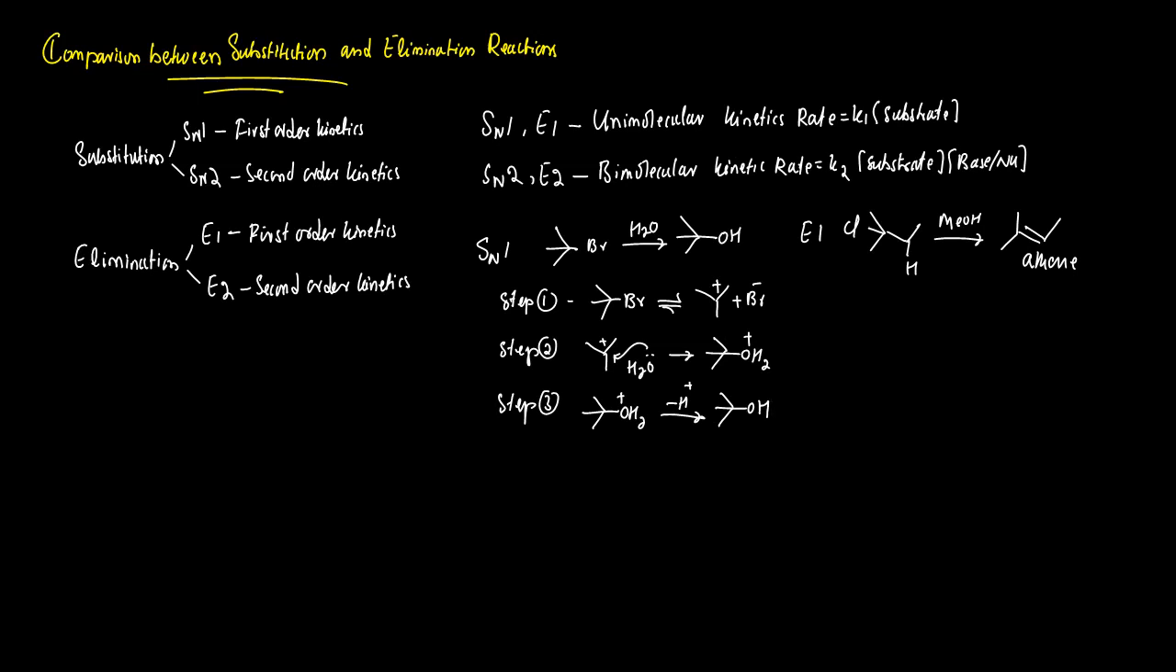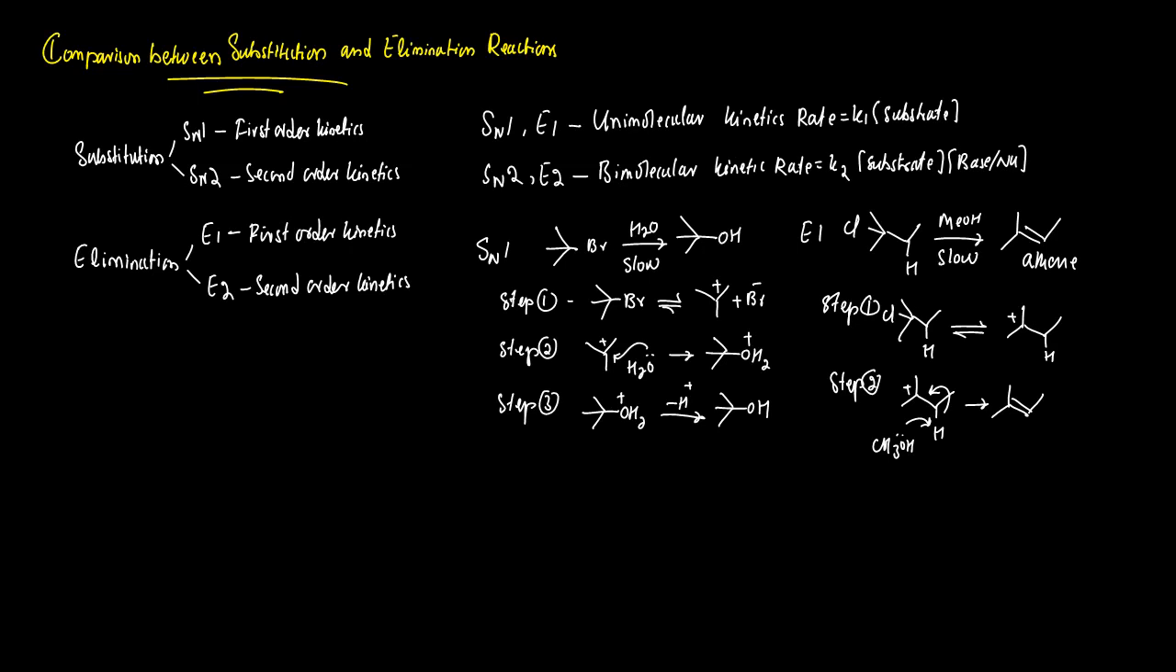As far as E1 is concerned, it proceeds through two steps. Step 1 involves the ionization of substrate, which is reversible like SN1, for generating a carbocation. In step 2, a beta proton is abstracted by the base, which is methanol in this case, and we get the product alkene.